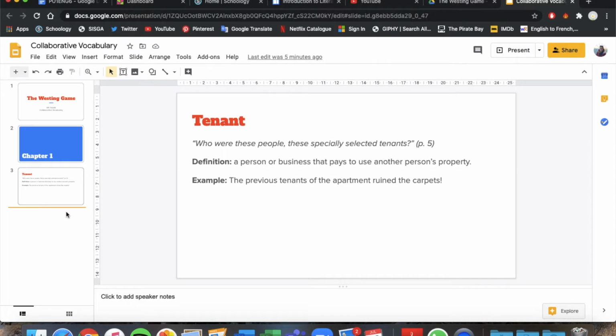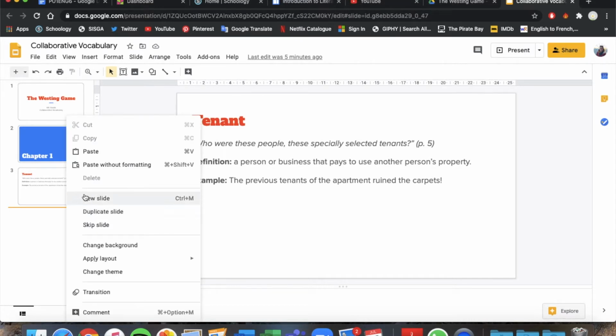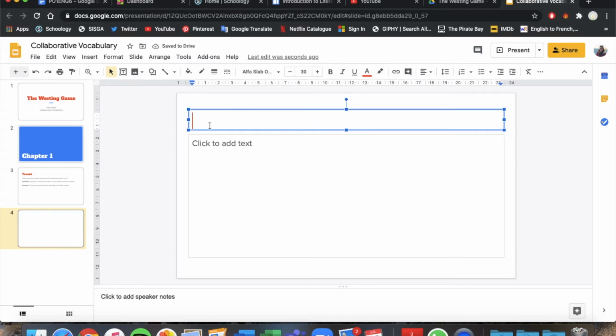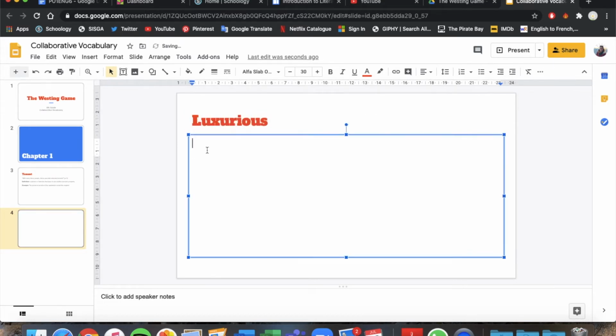So the first thing you're going to do is create a new slide on the chapter you were assigned. Then on the title, you're going to write the vocabulary word that you were assigned. Next, all in italics, you're going to write the entire passage where you found the word.